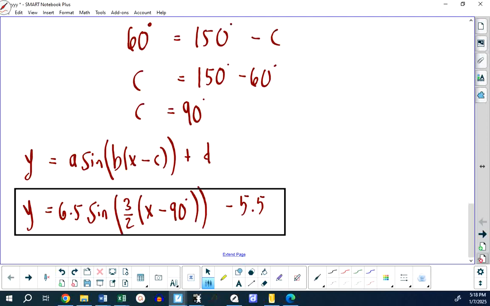Anyway, I hope that's helpful. It's maybe one of the more complicated things you have to do in terms of trigonometric functions and graphs, finding that value of c. Once again, I hope that was helpful.